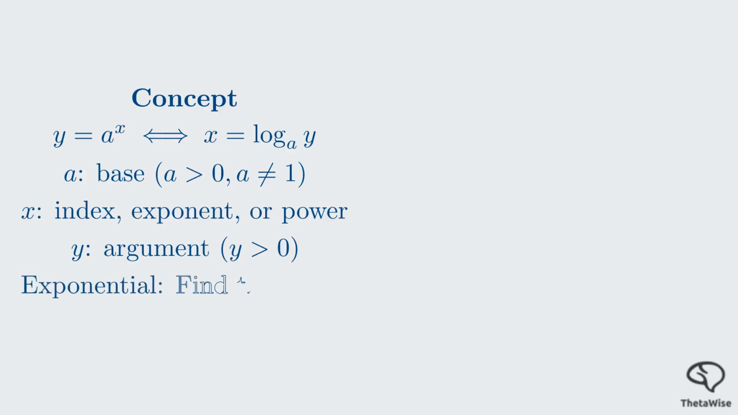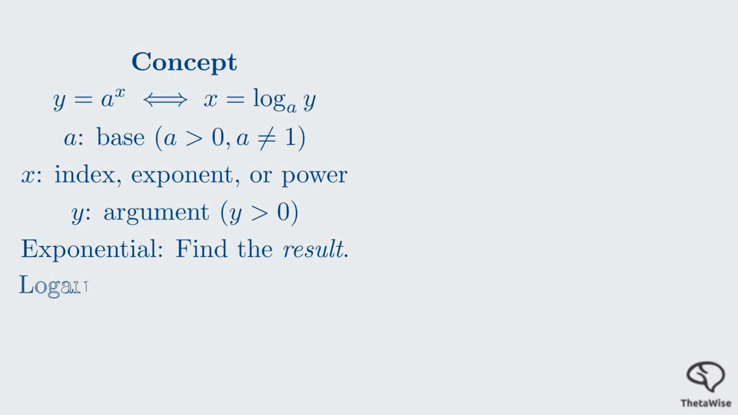When we write y equals a to the power of x, we are asking for the result of raising a base to a power. In the logarithmic form, x equals log base a of y, we are asking for the power to which the base must be raised to produce that result. Think of it this way: the base in the index form remains the base in the log form. The answer and the power simply swap places.